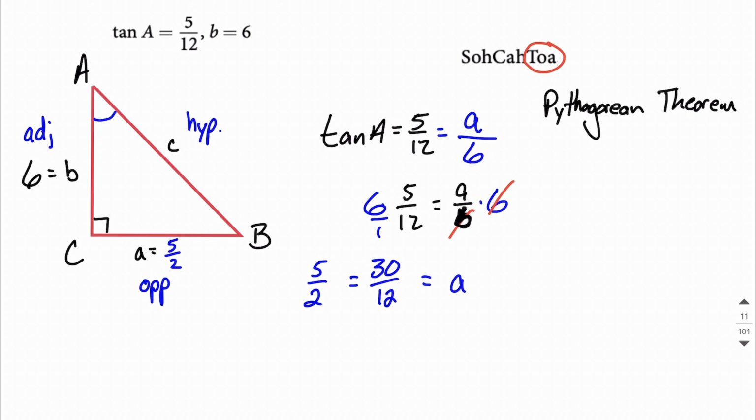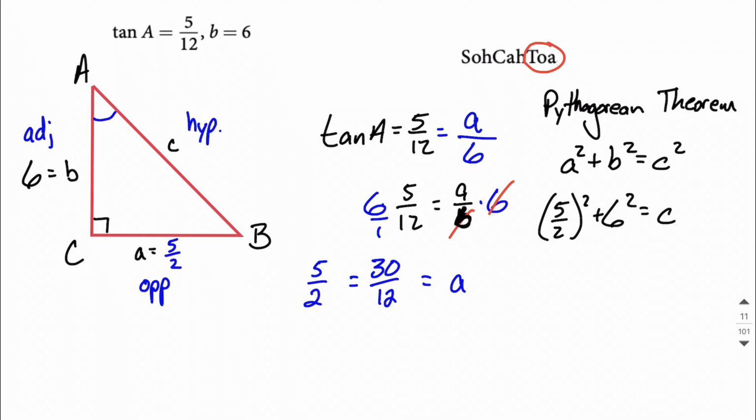We can call it the Pythagorean identity in different situations, but that just goes as a squared plus b squared equals c squared. Well, we know a and we know b, right? We know a is 5 halves. We just found that. Plus b is 6, so we can square that. And we don't know c, so we only have that one unknown. We don't know what c is still, but that's okay.